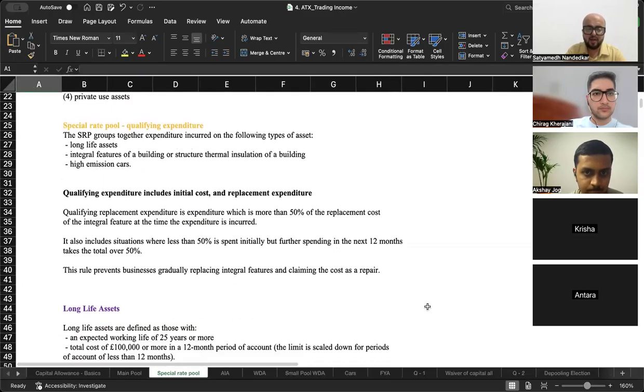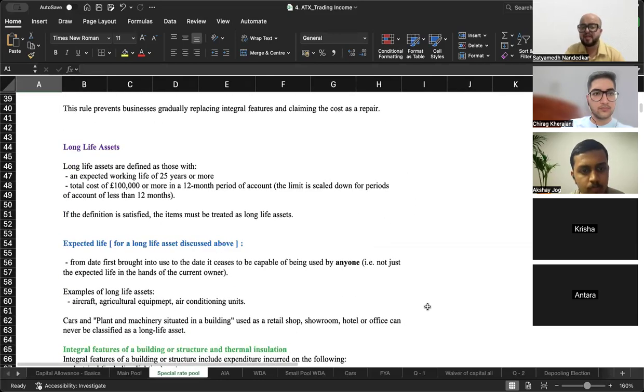Now, what are long life assets? Long life assets are defined as those with an expected working life of 25 years or more, total cost of 1 lakh pounds or more in a 12-month period of account. If the definition is satisfied, the items must be treated as long life assets. So the working life has to be 25 years or more and the cost has to be 1 lakh or more in that particular period.